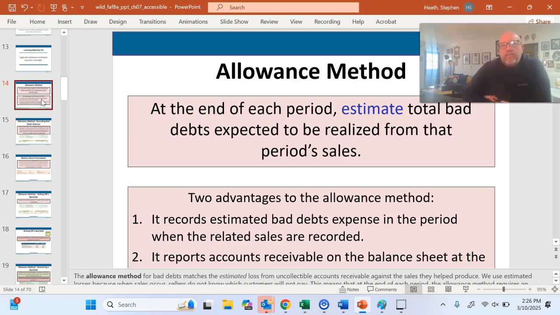But the allowance method, this slide's basically telling us that at the very end of the period, we're going to estimate bad debt expense for the future. And I'll show you what that looks like in a second. By using the allowance method, by creating this bad debt expense in the current period, we're matching revenues with expenses, and we're also showing the net realizable amount that we anticipate collecting of our accounts receivable on the balance sheet. And I think that just makes more sense after we walk through some examples.